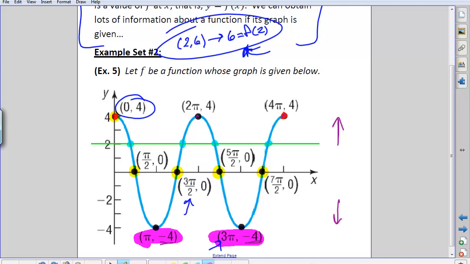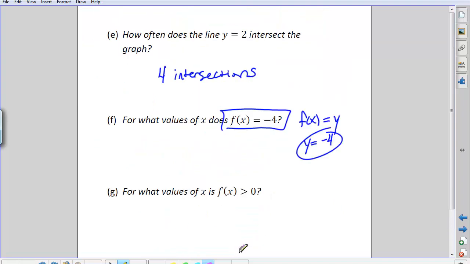And so if f of x is -4, remember that's that y value, x could be pi or it could be 3 pi. Both of those are possible answers. So x equals pi or 3 pi are both answers for that.